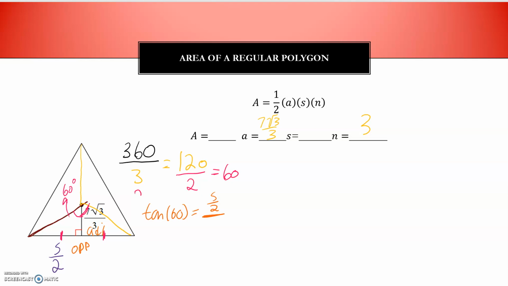And at this point, I'm going to go to the calculator to figure out what that is. 7 root 3 over 3 is 4.04. Okay, multiply by 4.04 on each side. And then I have s over 2 equals 4.04 times the tangent of 60, which is 7. Multiply by 2 on each side, and s equals 14.